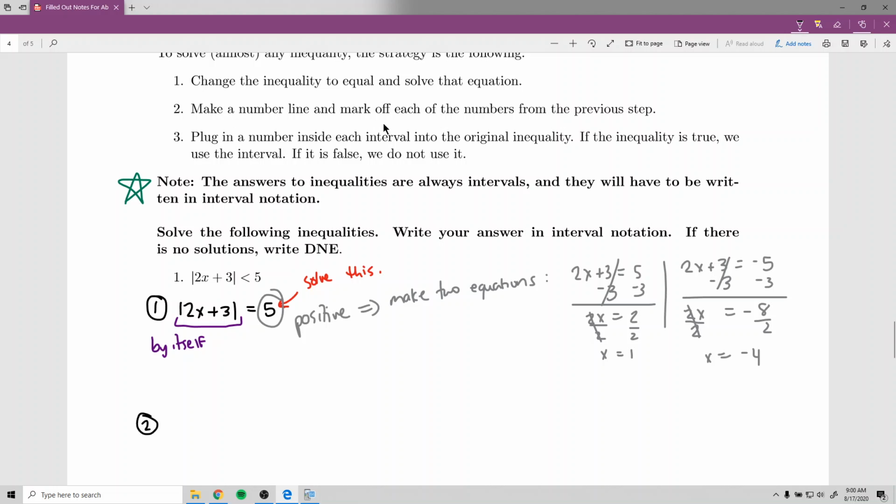In part 2, we make a number line and mark off each of the numbers here. This is really to organize your work. You could actually figure out the answer just from this, but I do not ever recommend that. I highly recommend making a number line. And we mark off our two numbers in order, meaning put the smaller one to the left and the bigger one to the right.